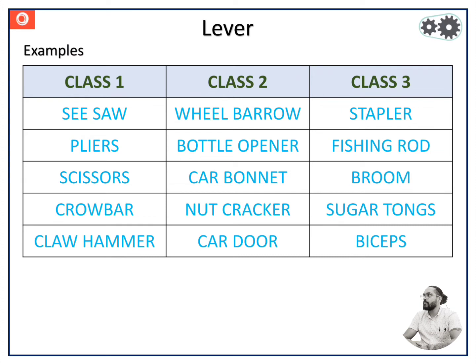Class 1 we have seesaw, pliers, scissors, crowbar, claw hammer. Class 2 we have wheelbarrow, bottle opener, carbonet, nutcracker, car door. Class 3 we have stapler, fishing rod, broom, sugar tongs and biceps.